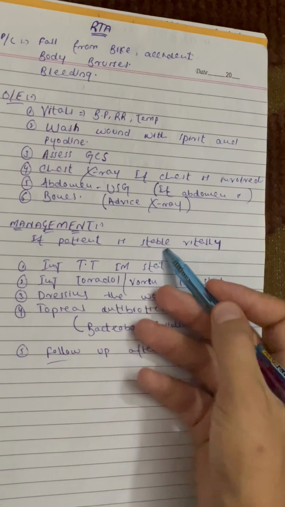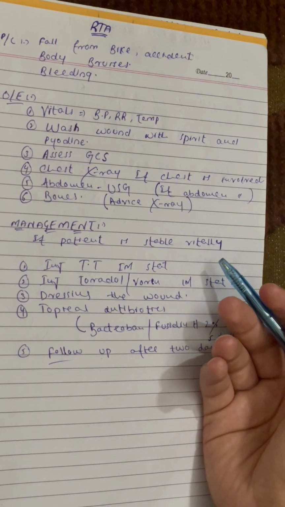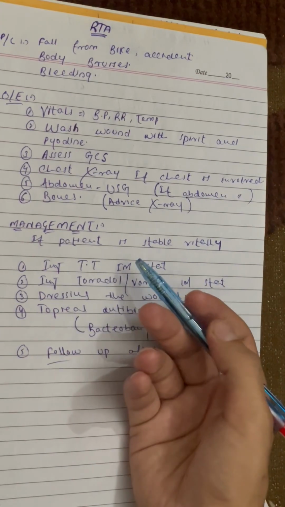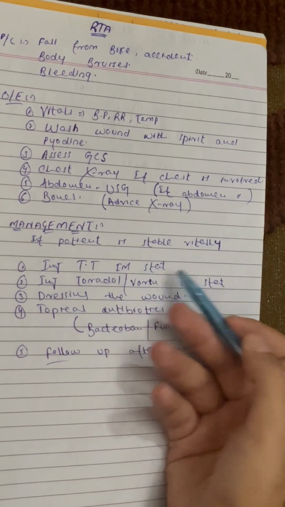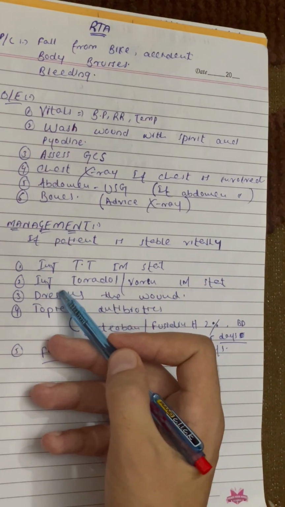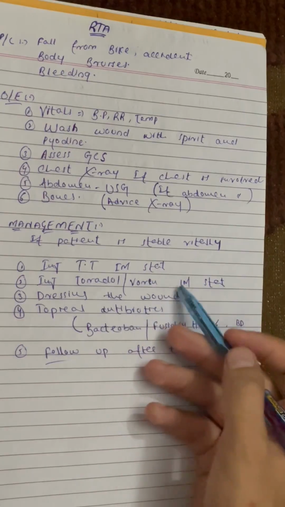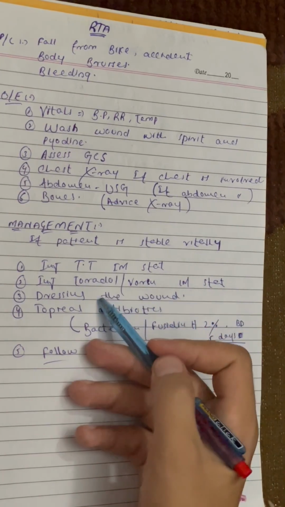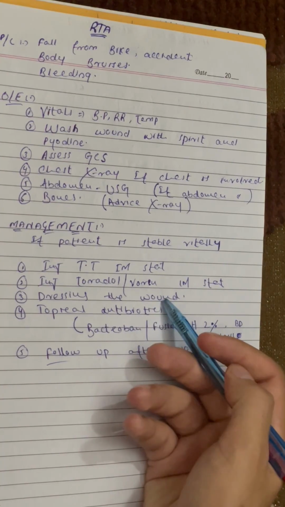So if a patient is vitally stable, or we can say hemodynamically stable, then the management includes injection TT, IM stat, right? It's prophylactic. Injection Toradol, which is basically ketorolac, IM stat. Then dressing the wounds using sterile technique is necessary.